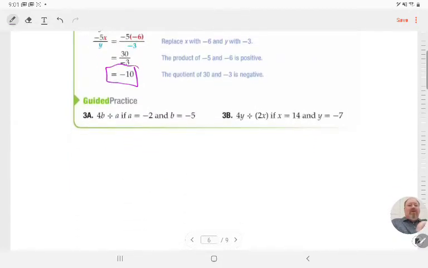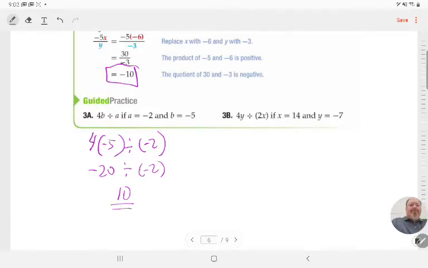Now you, again, pause the video, try these two, and then come back and see how you did. All right, so we have 4b divided by a, so 4 times b, which is negative 5, divided by a, which is negative 2. That would be negative 20 divided by negative 2, which would give me a positive 10.